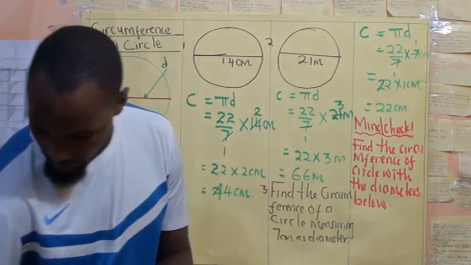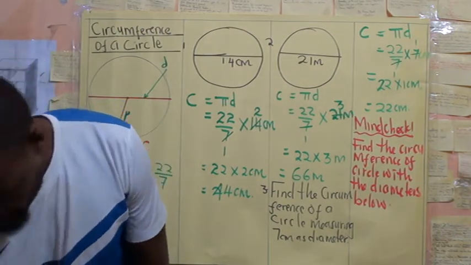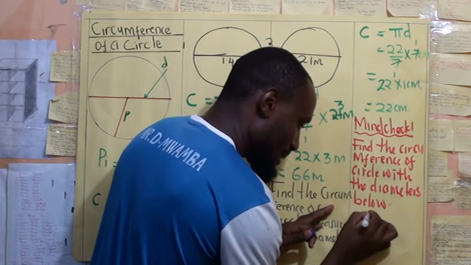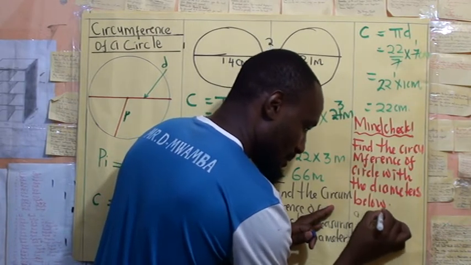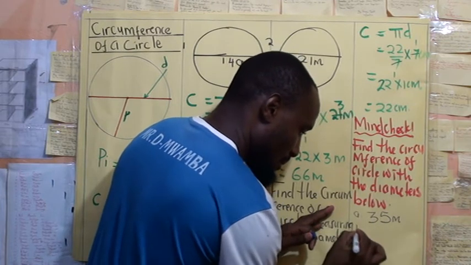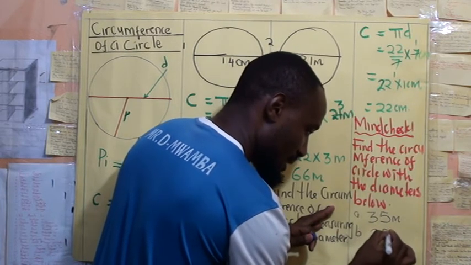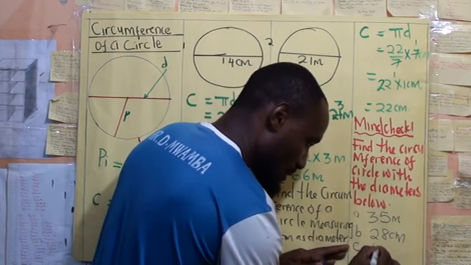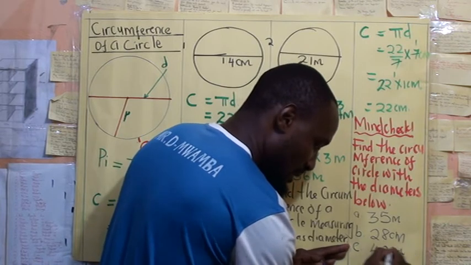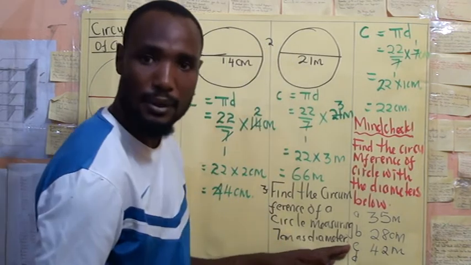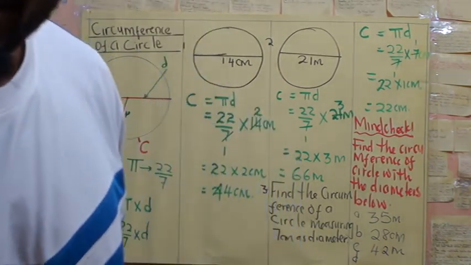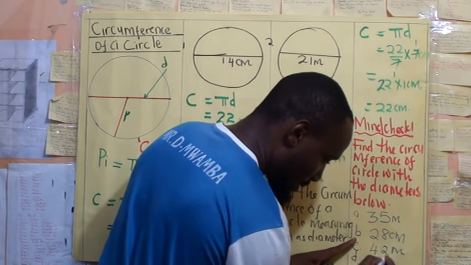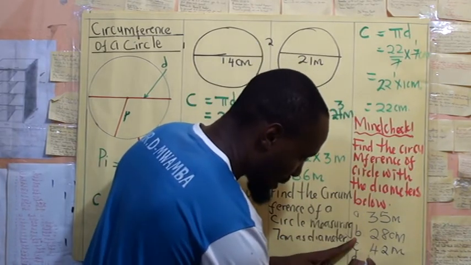Number one. A, the circle has a diameter of 35 meters. B, the circle has a diameter of 28 centimeters. C, the circle has a diameter of 42 meters. And D, the circle has a diameter of 49 centimeters. Hope it is clear.